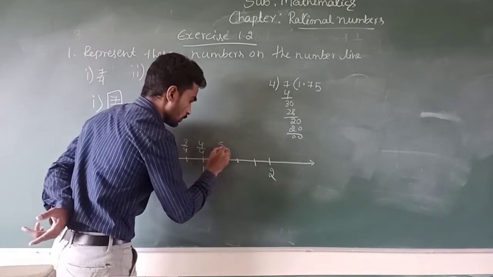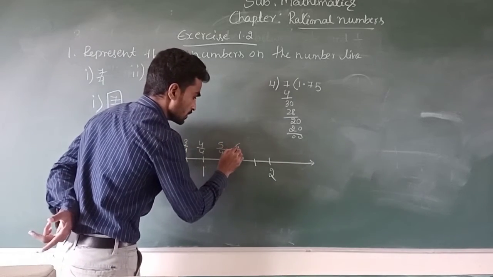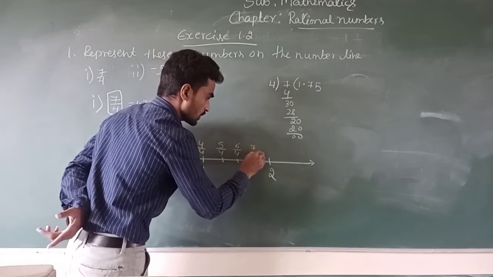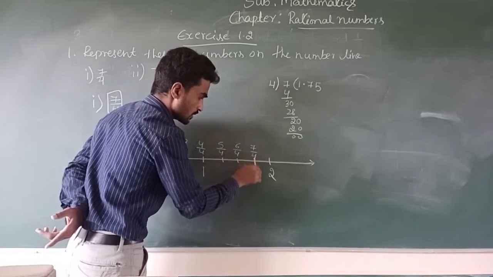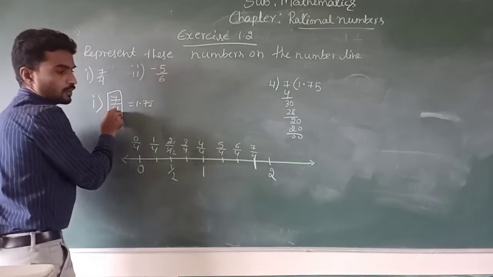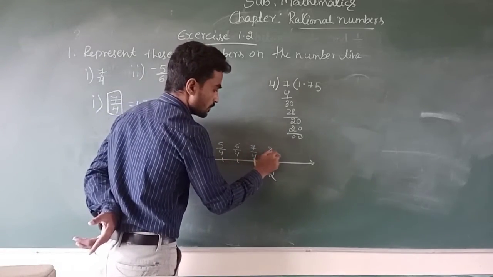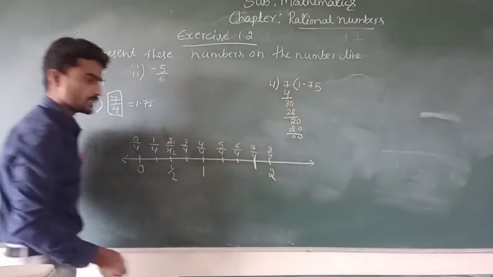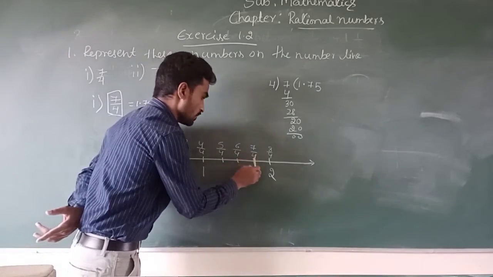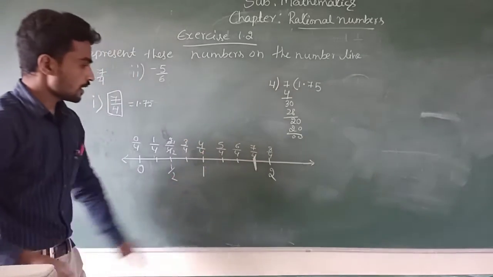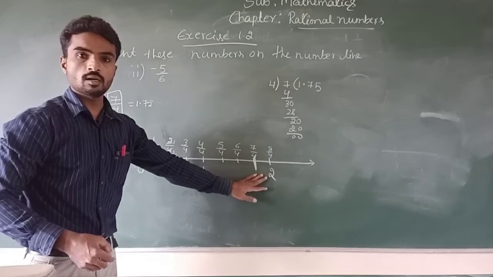Now this is 5 by 4. This is 6 by 4. This is 7 by 4. This is the representation of 7 by 4. Next number is 8 by 4. 8 by 4, again we get 2. Then 7 by 4 is represented like this on the number line.